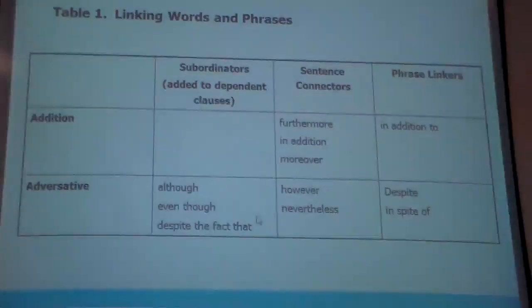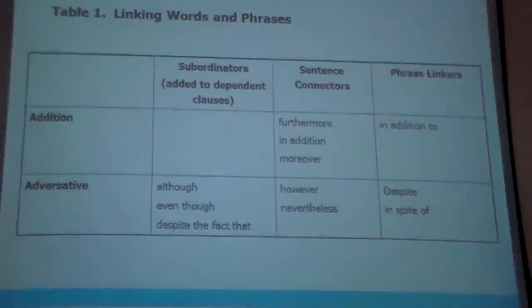These are some of the transitional words. Subordinators, sentence connectors, phrase linkers. These are the types. Subordinators usually are used with or added to dependent clauses. When we say although, even though, despite the fact that. However, these are sentence connectors. You use them to connect sentences.